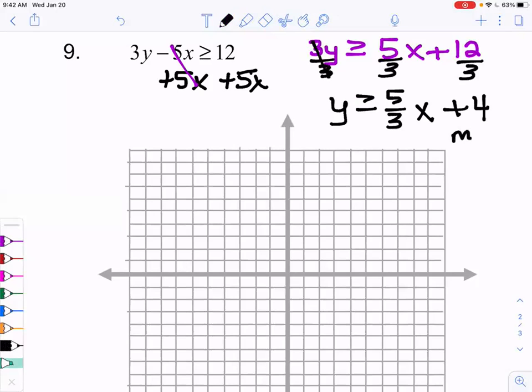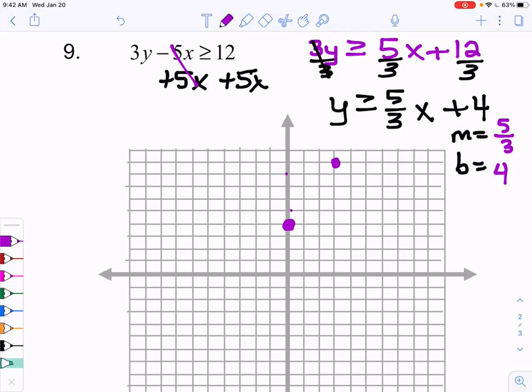So slope, y-intercept. TJ, what's the slope in the equation? And then the y-intercept is 4. So when we go to graph this, we begin at B, up 4. Move with the slope. So we're going up 5 and over 3.